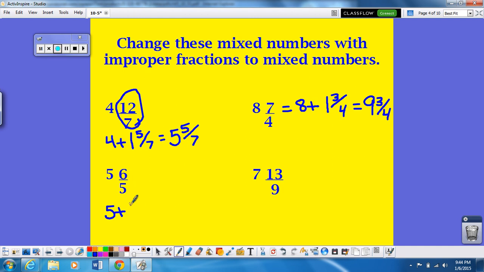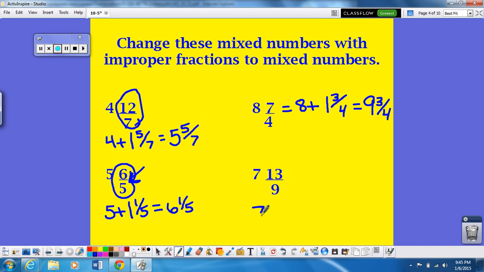So 5 goes into 6 once. There's 1 left over. Denominator stays the same. 5 plus 1 is 6, and 1/5. So 5 and 6/5 is really 6 and 1/5. Remember, because an improper fraction means there's a whole. There's more than a whole in there. So we took that whole out and the fraction of what was left.